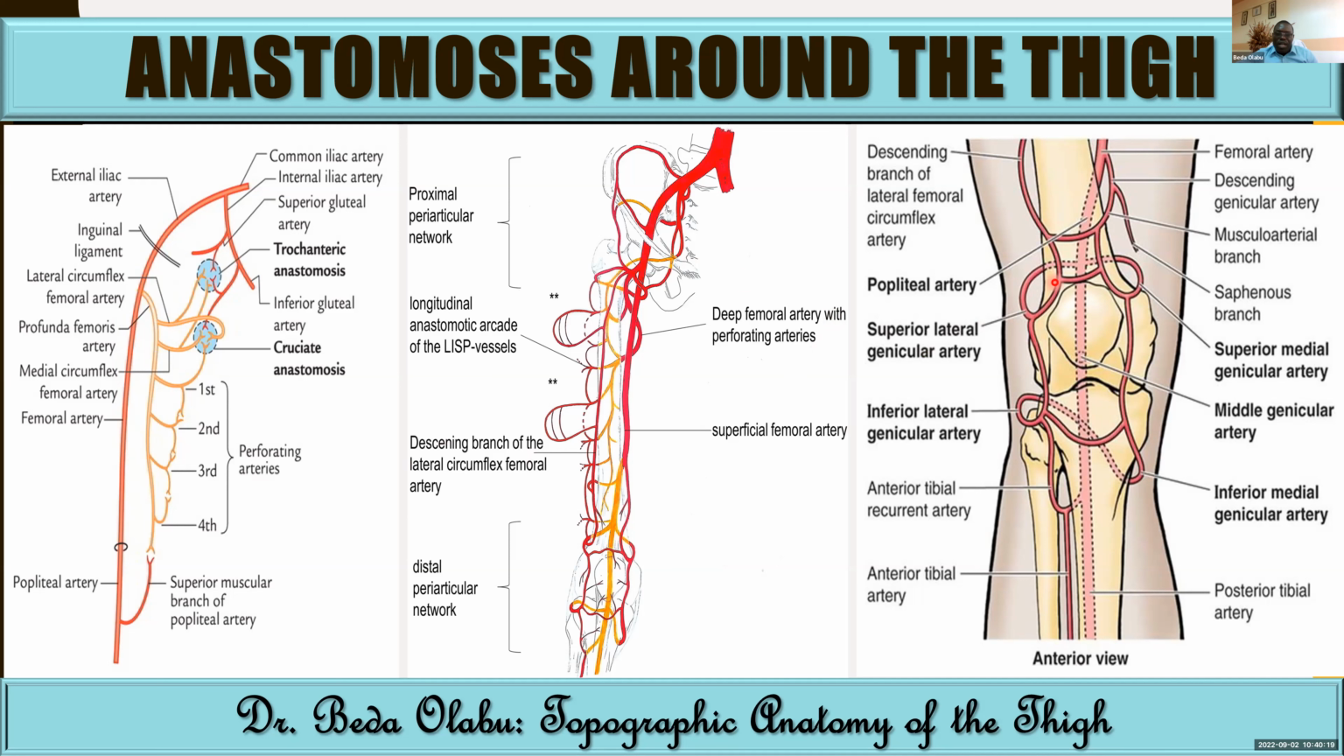Apart from that, we also have anastomosis around the knee joint. We call it genicular anastomosis, but I'd prefer to talk about genicular anastomosis when we discuss the topographic anatomy of the knee joint. This is because there are many other arteries from the leg that will have to come back, and so we've not mentioned them. So let's discuss that genicular anastomosis when we discuss the knee joint.